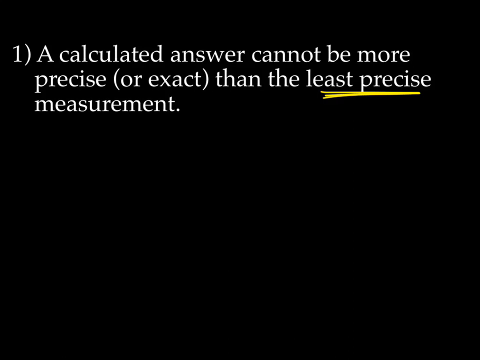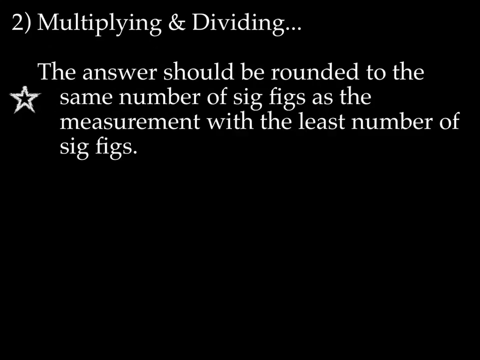So we have some rules to follow to ensure that our answer does not have more significant figures than the measurements themselves. Let's start with multiplying and dividing. When multiplying and dividing, the answer should be rounded to the same number of sig figs as the measurement with the least number of sig figs. Remember, we do not want our answer to have more significant figures than the original numbers. We don't want to be more confident in the answer than we were with the original measurements.